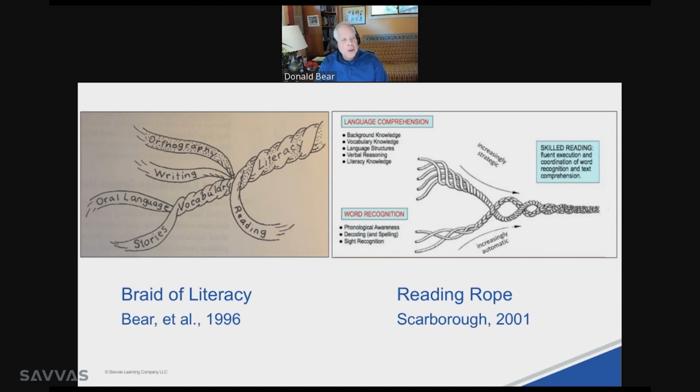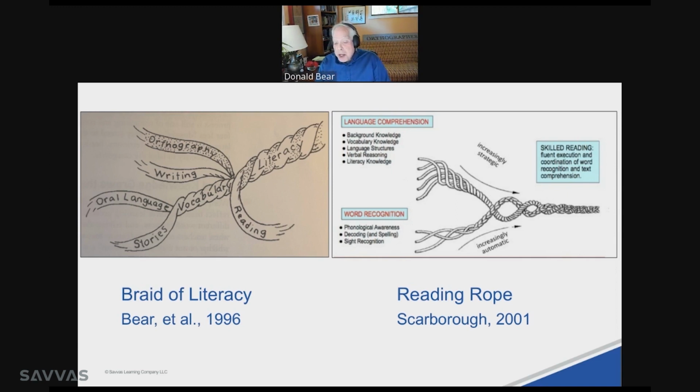Orthographer. The orthodontist makes your teeth straight. An orthopedic surgeon makes your bones straight. And if you're orthodox, so it means straight writing. And you can see how it wraps into this braid of literacy. And we called it a braid.